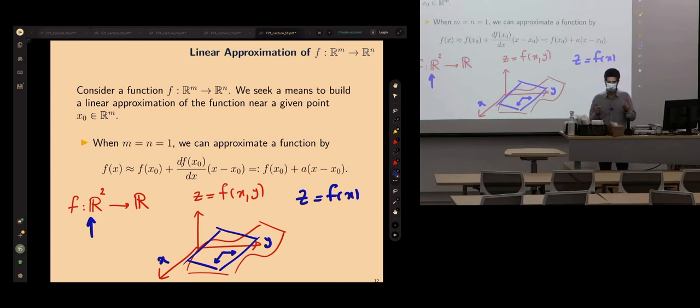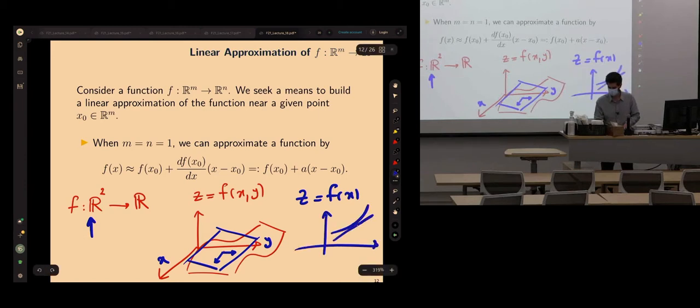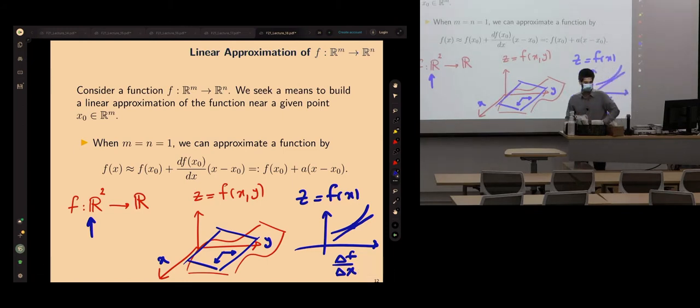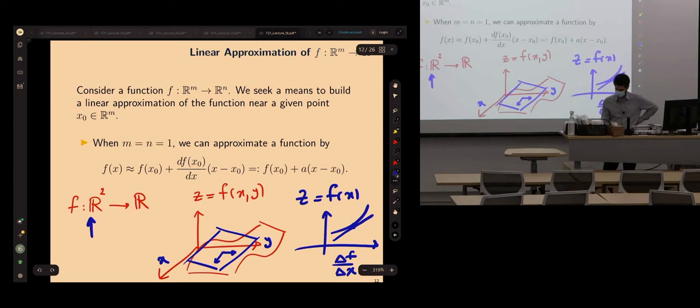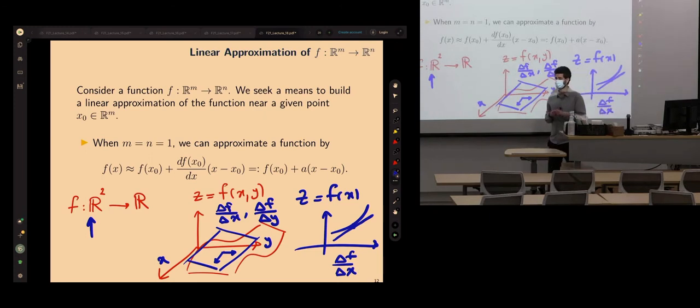So the question we ask is the same. When you had a curve, we asked what is the rate of change of my function at that point along the x-axis? In this case, you want to ask the question of rate of change of your function along each independent direction in the space, right? So based on how many variables your function depends on, the dimension of the domain, you get directions to evaluate the rate of change.